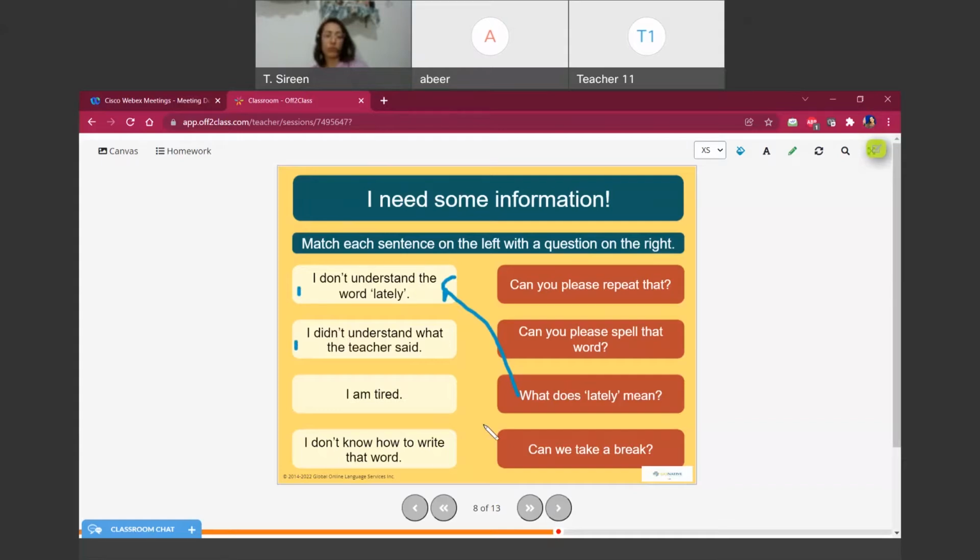Can you please repeat that? I didn't understand what the teacher said. What the teacher said. Very good. Three: I'm tired. Can we take a break? And four: I don't know how to write that word. Can you please spell that word? Very good. So these are all the ways to ask about information.